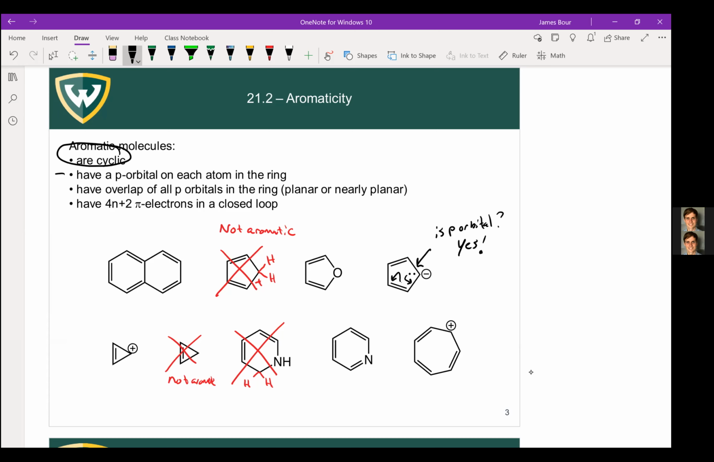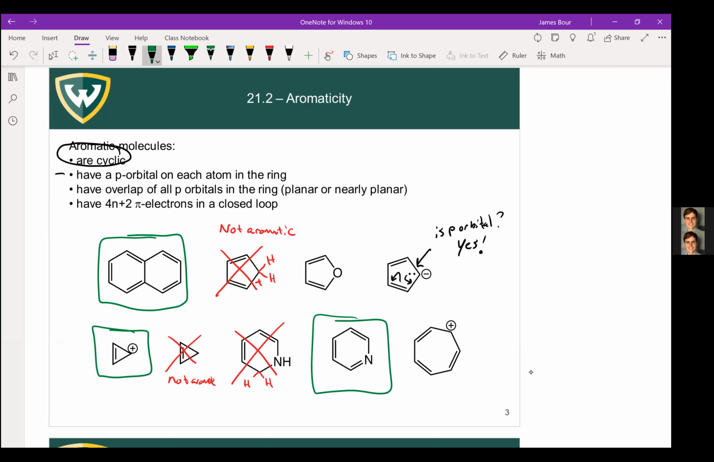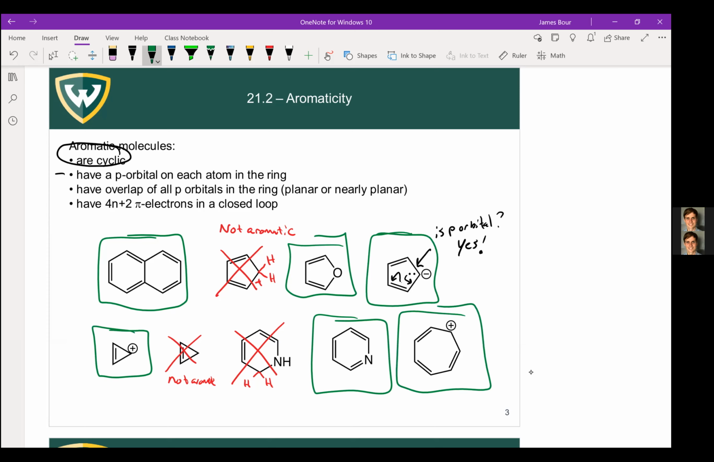So all of these other molecules shown on the page are aromatic. And I'll leave it to you to work through them to see why they're aromatic. So that is a thing I would stop and pause and see if they obey all 4 of these rules.